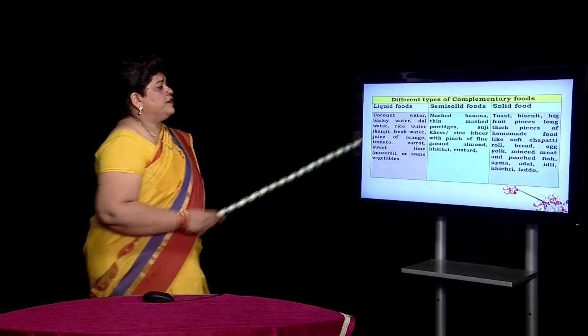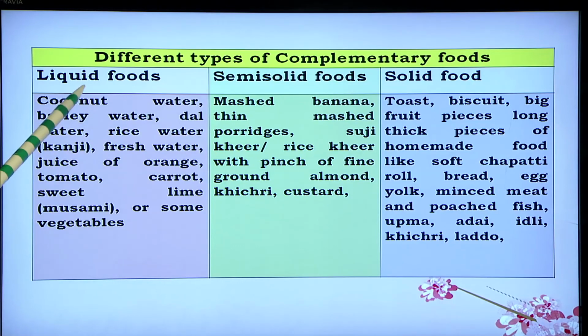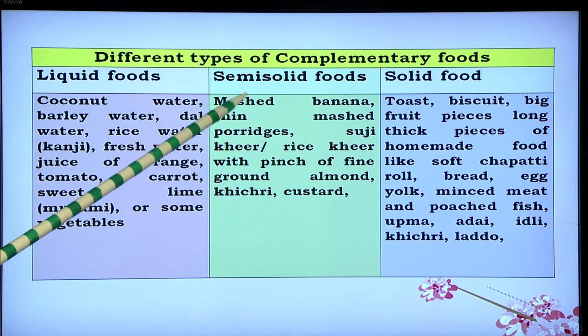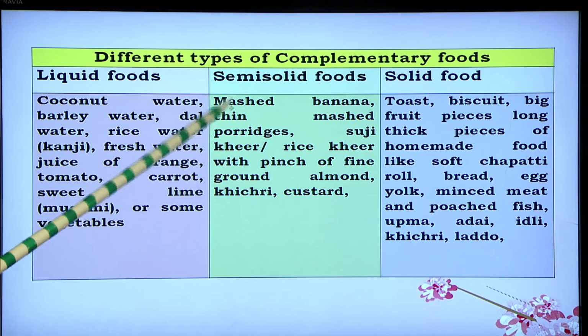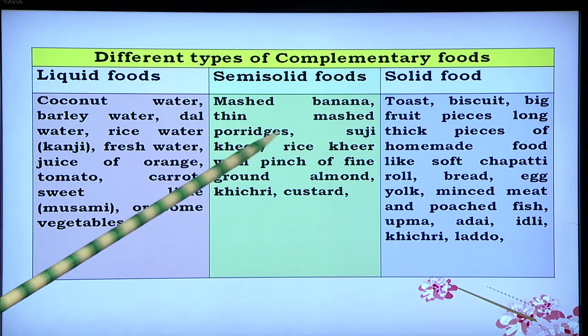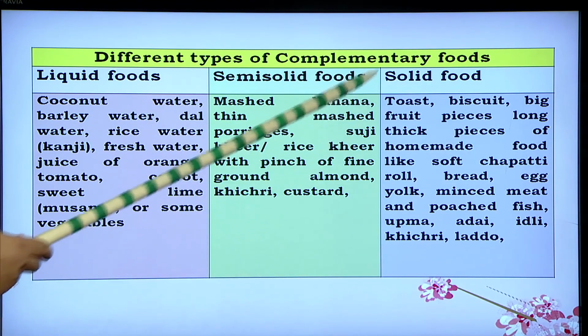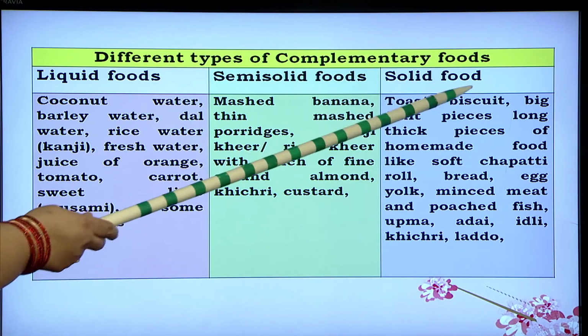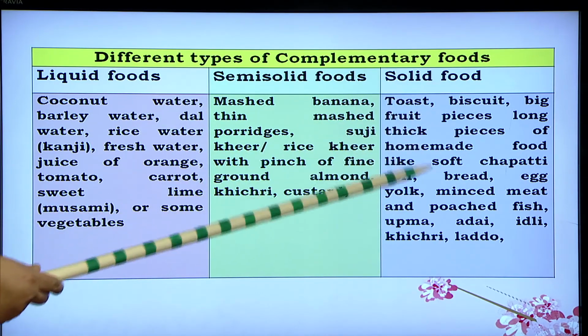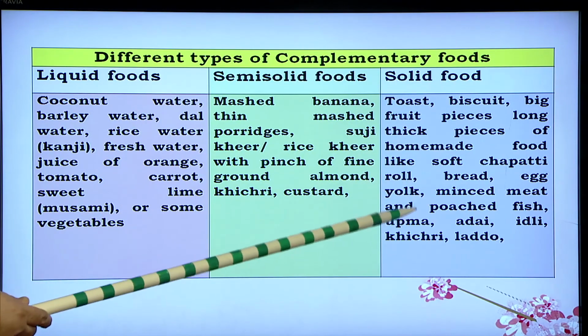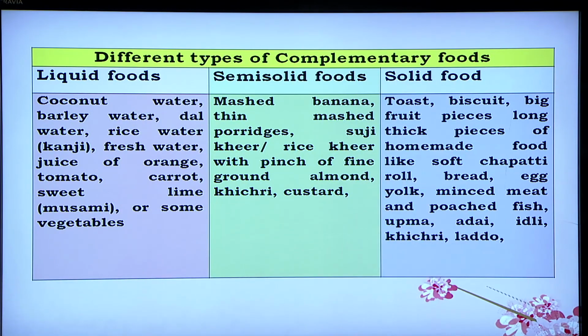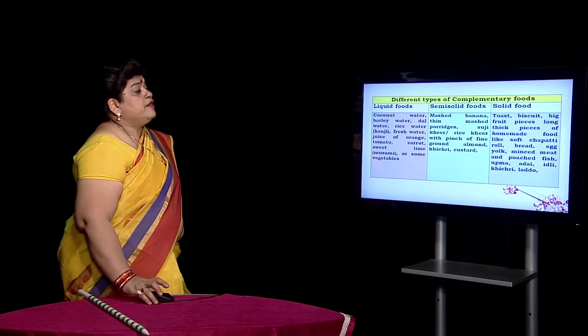There are different types of complementary foods that are given. Liquid can be coconut water, barley water, dal water, rice water, juices of various kinds like orange juice, tomato juice, carrot juice. When we talk about semi-solid food, it can be mashed banana, porridge, suji kheer, rice kheer, or khichdi or custard. When we say solid food, it is toast, biscuit, big pieces of fruit, homemade food like soft chapatis, bread, poached fish, upma, adai, idli, khichdi, all these kinds of solid foods can be given.